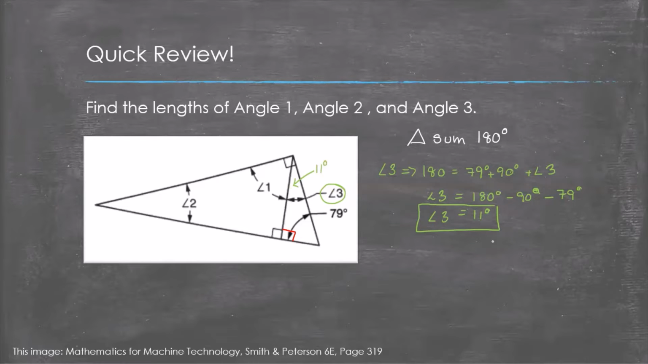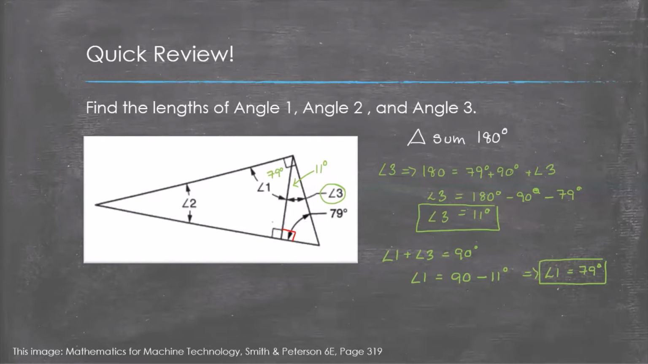That makes it really easy to find angle 1, because we know angle 1 plus angle 3 have to add together to equal 90. That tells us angle 1 is equal to 90 minus 11 degrees, which gives us angle 1 equals 79. Right? So that gives us our next one. Now we're just left with angle 2.